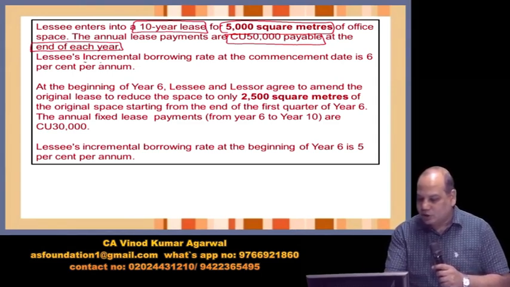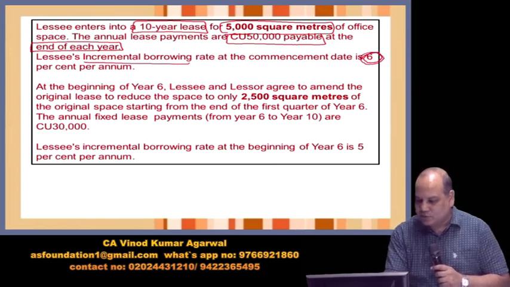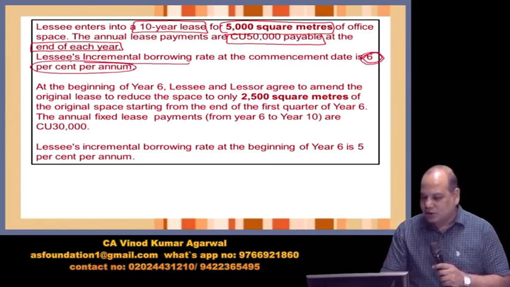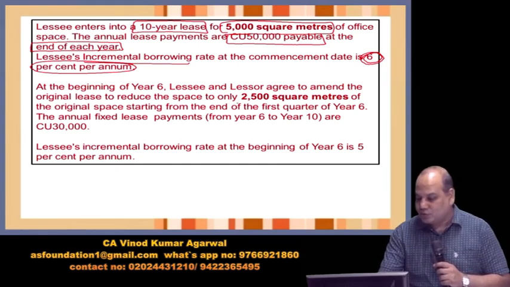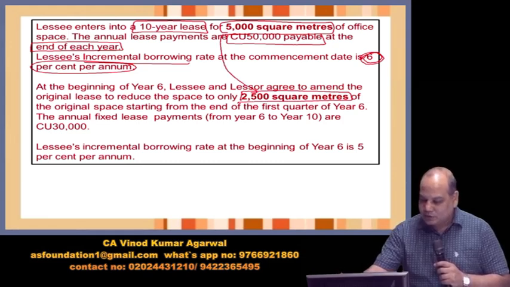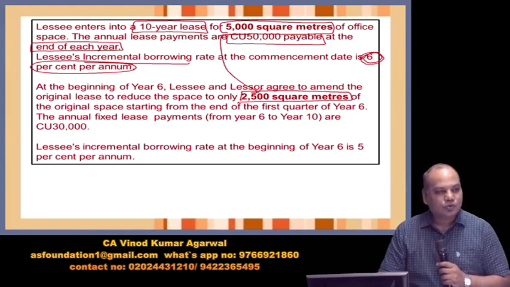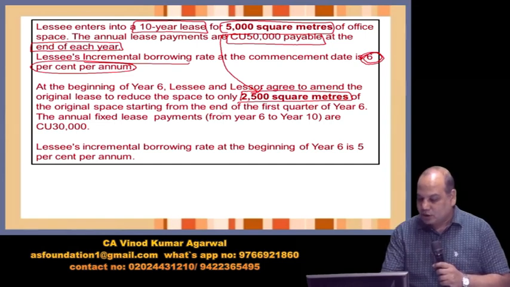Lessee's incremental borrowing rate of interest is 6% for discounting at the commencement. At the beginning of year 6, lessee and lessor agree to amend the original lease to reduce the space to 2,500. Now what was earlier? 5,000. 5,000 to 2,500 means half. Half space will keep, half space will return back of the original lease starting from the end of the first quarter of year 6.